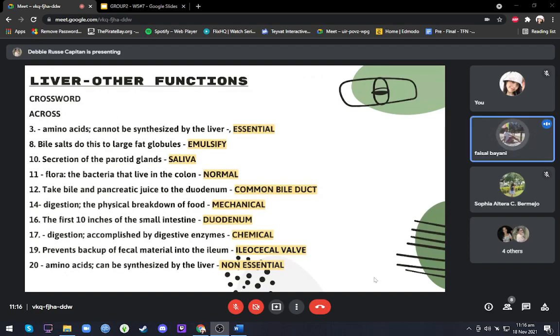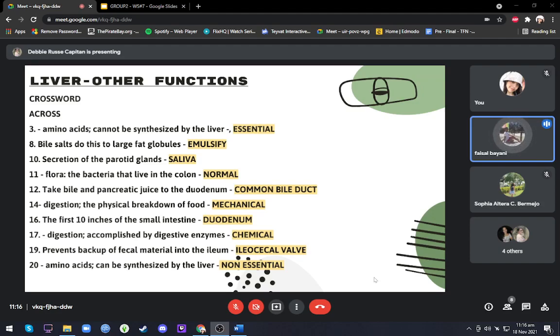Next, crossword. Across. Number 3, amino acids that cannot be synthesized by the liver: essential. Number 8, bile salts do this to large fat globules: emulsify. Number 10, secretion of the parotid glands: saliva. Number 11, flora, the bacteria that live in the colon: normal. Number 12, takes bile and pancreatic juice to the duodenum: common bile duct. Number 14, digestion, the physical breakdown of food: mechanical.